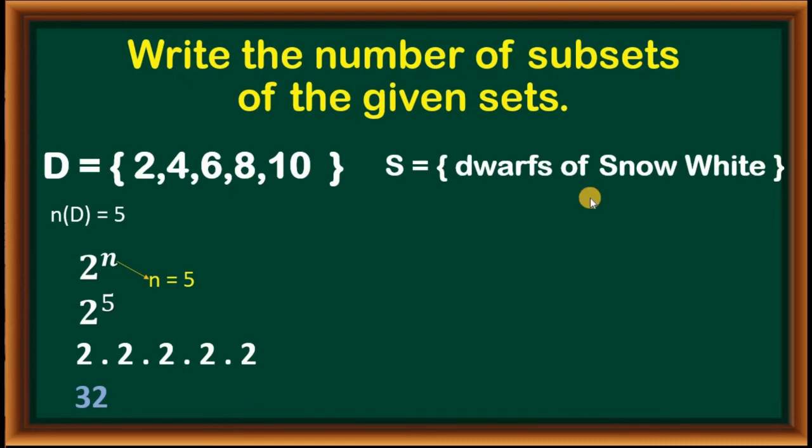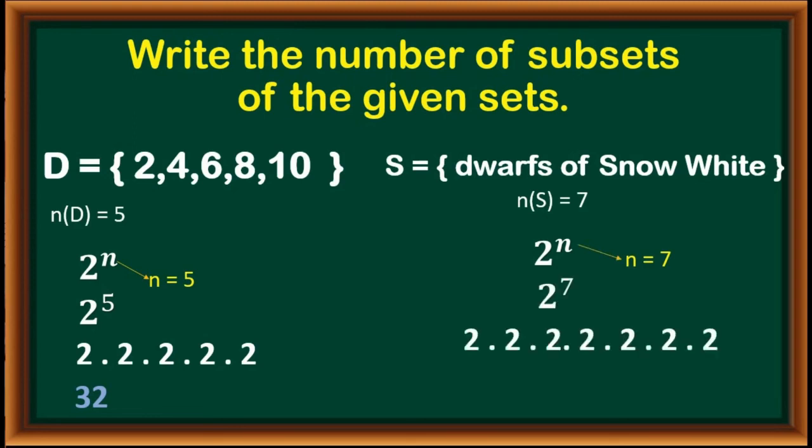How about this one? Dwarfs of Snow White. Oh, there, Snow White. So, how many are the elements of this set? That is equal to 7. Very good. So, therefore, our n is equal to 7. So, substitute n. That will be 2 raised to 7. So, that is 2 times 2, 4 times 2, 8 times 2, 16 times 2, and times 2, and times 2, and that is 128. So, therefore, if our elements are 7, the subsets is 128.